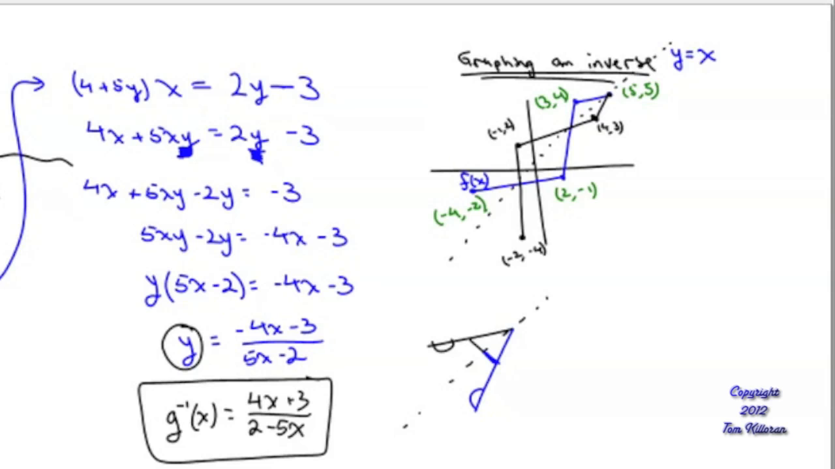Okay. So one last type. That was an always increasing one. Let's see what a decreasing one would look like. Let's say this is g of x. I want to graph its inverse. Well, notice I didn't give you any points on this one. So what would you do? Make up some. I'm going to pick this point, and this point.